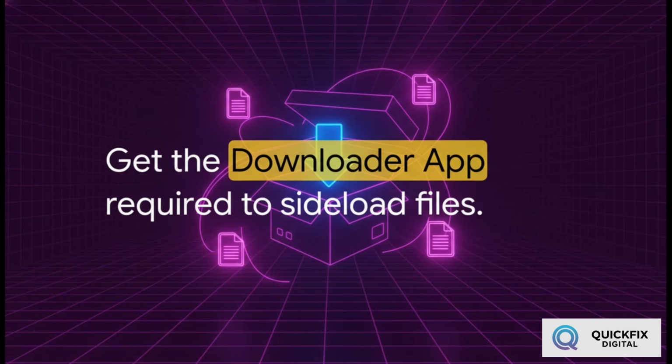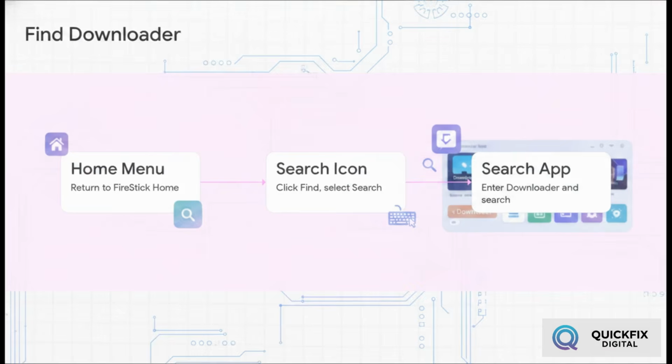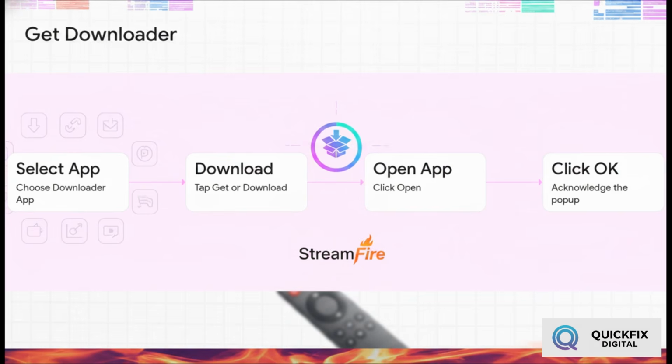Moving on to Phase 2, getting the Downloader app. Back on the home screen, click Find, search for the word Downloader, and select it. Go ahead and download the app. Once that quick install finishes, just open it right up.